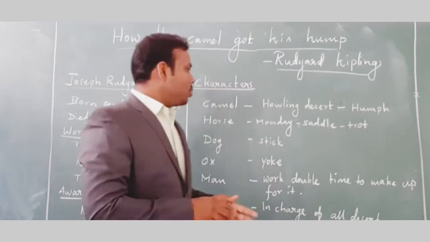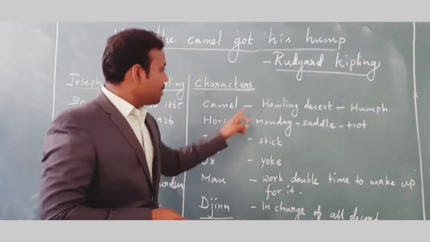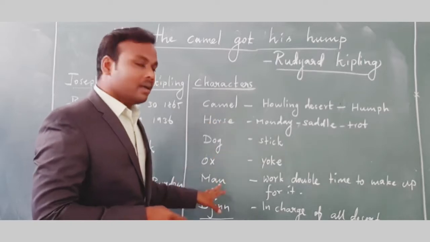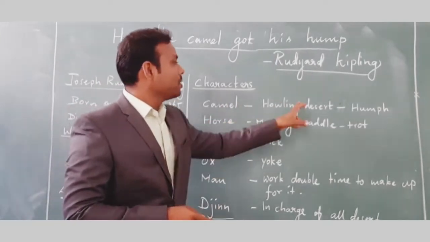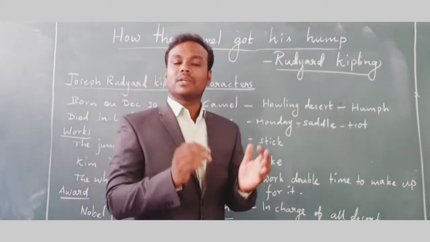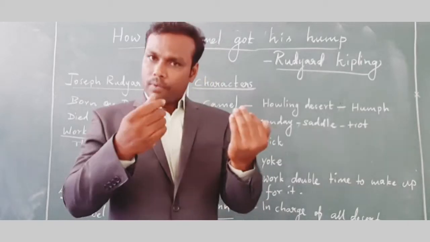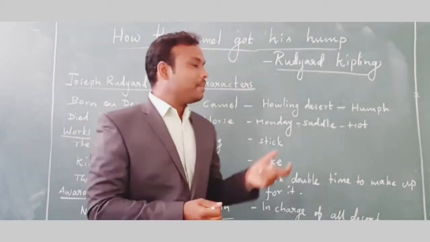Okay. So one by one, they complained. The horse complained about the camel, the dog also complained about the camel, and the ox also complained about the camel, who said, hum. The three animals made a complaint about the camel. We called the camel for working for the man, but the camel said, hum.